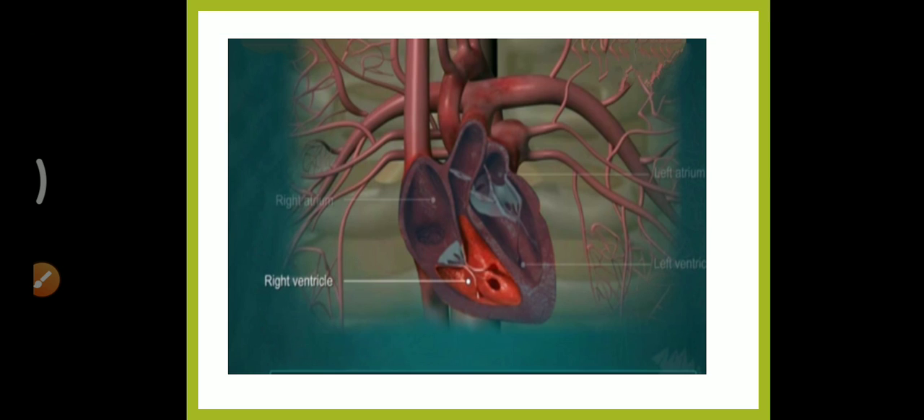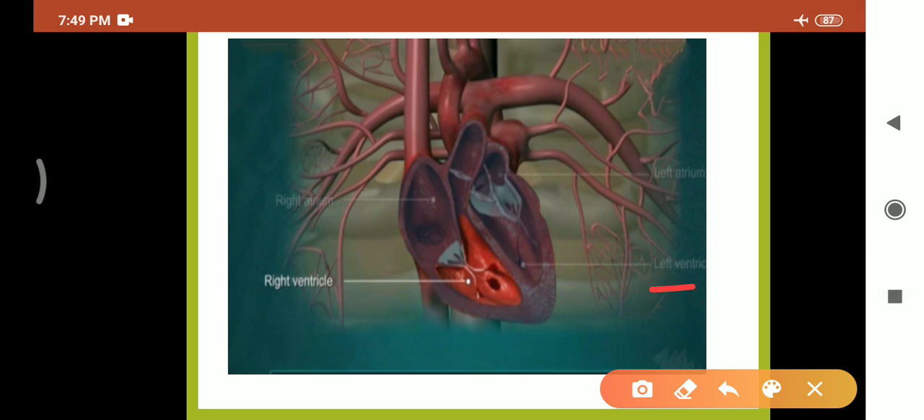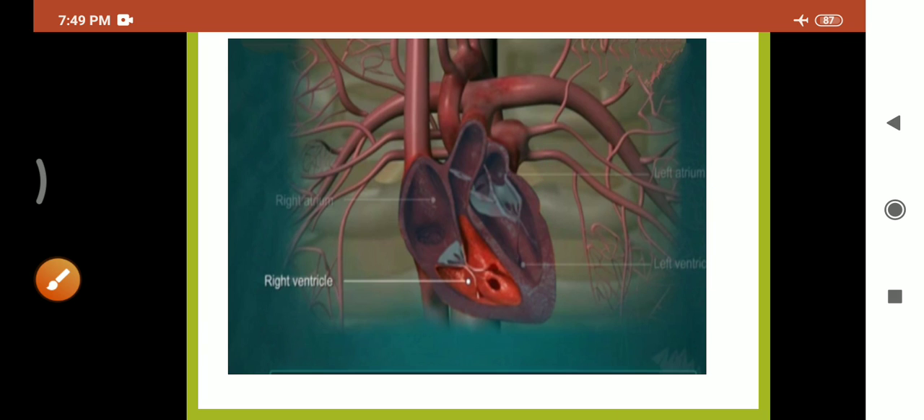Over here, below the left atrium lies the left ventricle. Okay, the left atrium is the upper chamber, and the lower chamber is the left ventricle. So where is the left ventricle present? Below the left atrium lies the left ventricle, right?